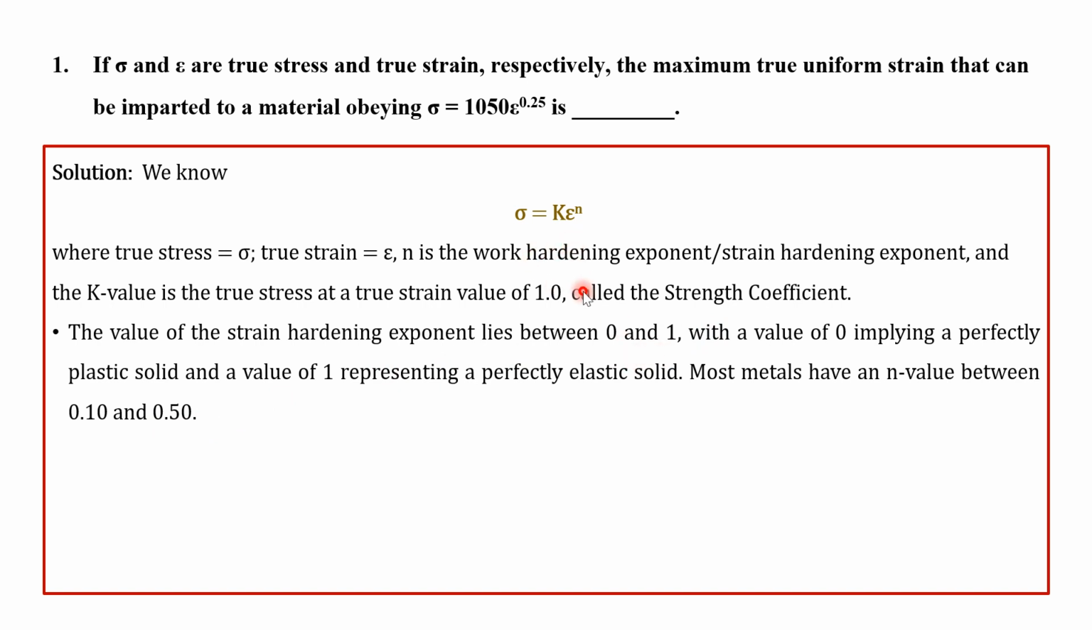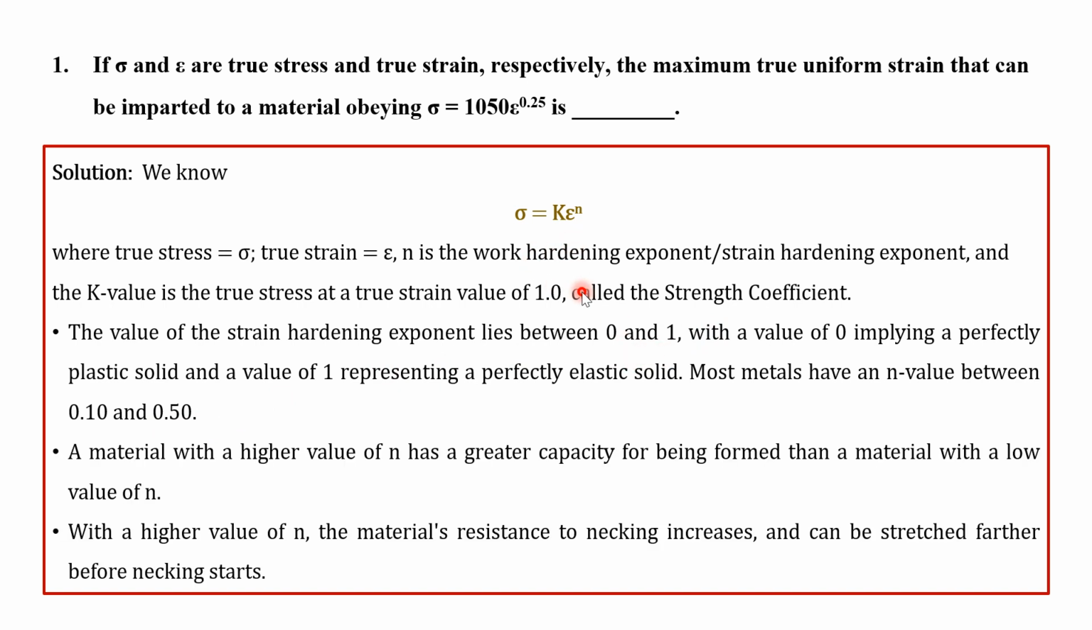So what is the significance of n? If a material has a higher value of n, it means that the material has greater capacity for being formed. That is, the material can be put into different shapes if the value of n is higher. Also, if the value of n is higher, the material's resistance to necking increases. So what is necking? Whenever we are deforming a material, it goes on stretching, and at one point a neck will be formed. After neck formation, when we give further stress, the material will break. So this is the significance of n, or the strain hardening exponent.